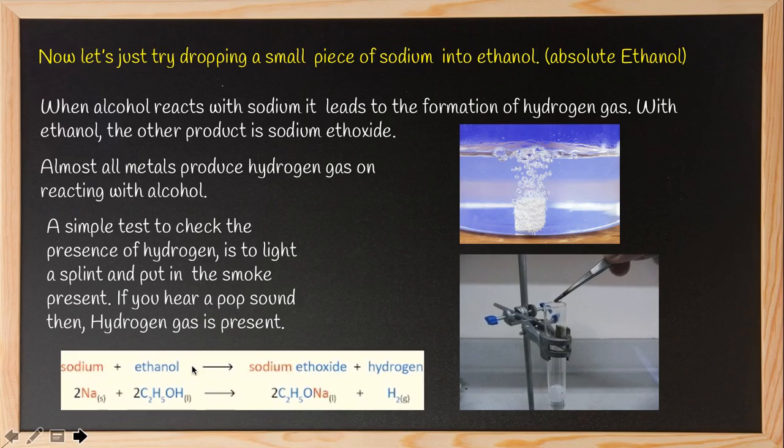Then coming back to the reaction, this is sodium plus ethanol. Sodium is usually written as Na and ethanol as C2H5OH, and this produces sodium ethoxide, C2H5ONa, along with hydrogen, H2. This particular reaction is balanced by giving particular numbers.